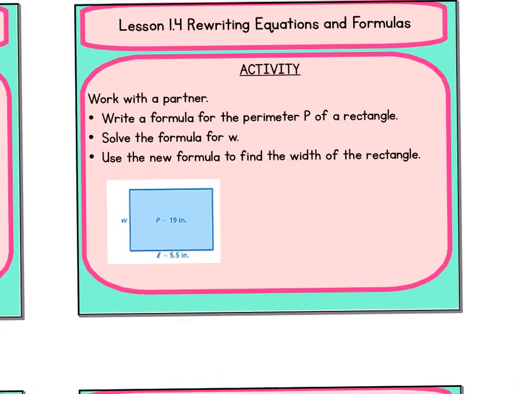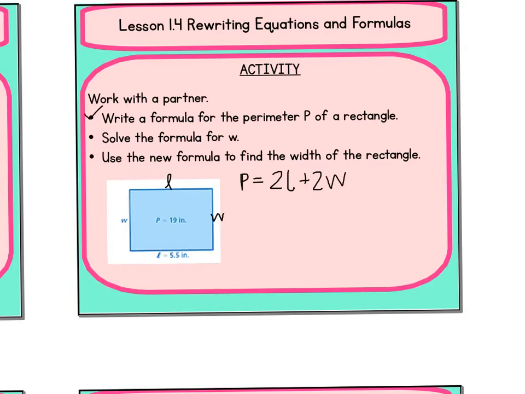With this activity, it told us that we had to write a formula for the perimeter P of a rectangle. In order to find perimeter, we would have P equals, we have to add up all of the sides, so we would have 2L, 2 times the length, plus 2 times the width. That's how we find the perimeter, because we're adding up all of the sides.